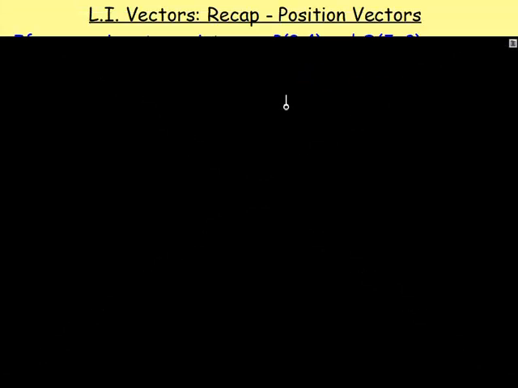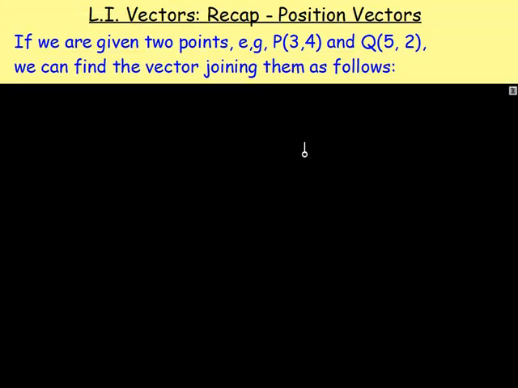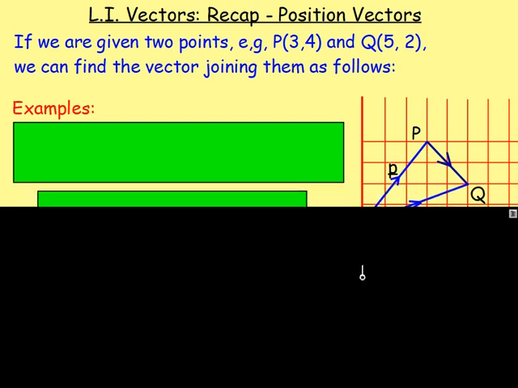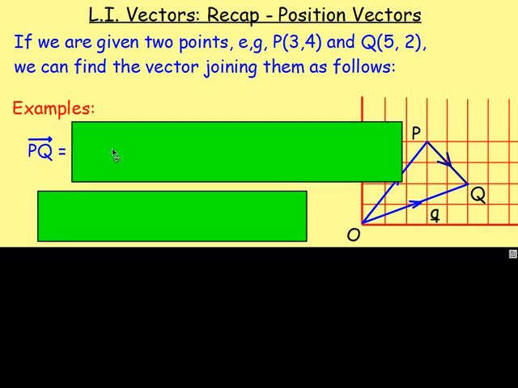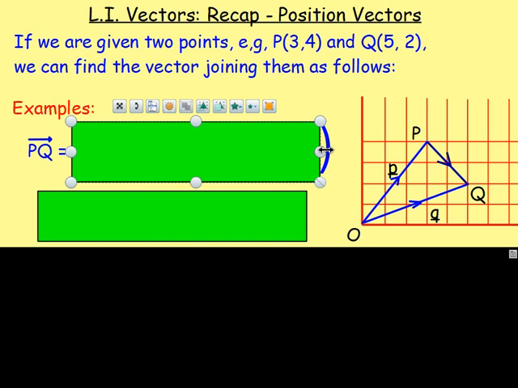Moving on, something else that we looked at was position vectors. If we are given 2 points, for example P and Q, we can find the vector adjoining them as follows. Here we've got our x and our y axis. We've got our P and our Q, these 2 points. So what we want to think about is the vector going from P to Q.